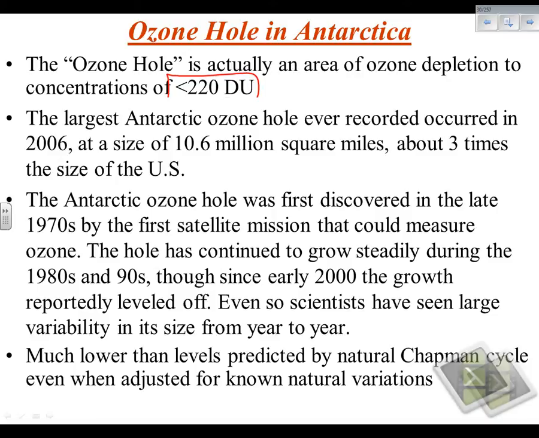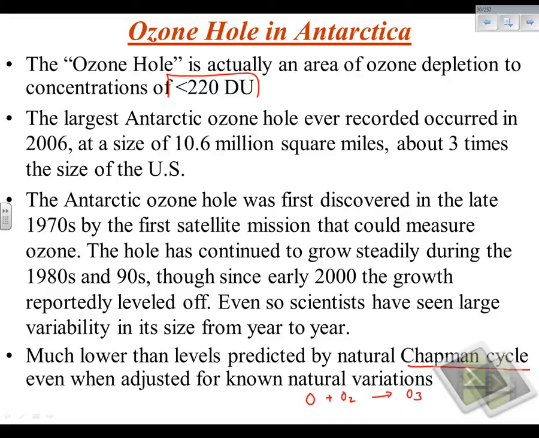So, all right, much lower than levels predicted by the natural Chapman cycle. Now, the Chapman cycle is a set of chemical reactions in which O2 is broken apart into oxygen atoms by the sun's radiation. Then the oxygen atom hits O2, our natural, very stable form of oxygen, and that way it becomes O plus O2 to become ozone.